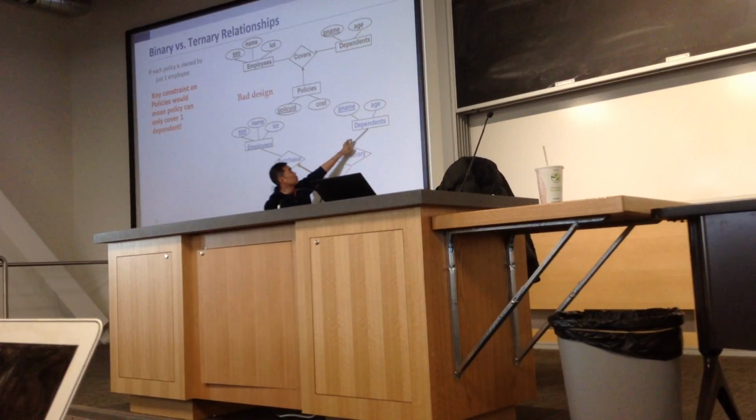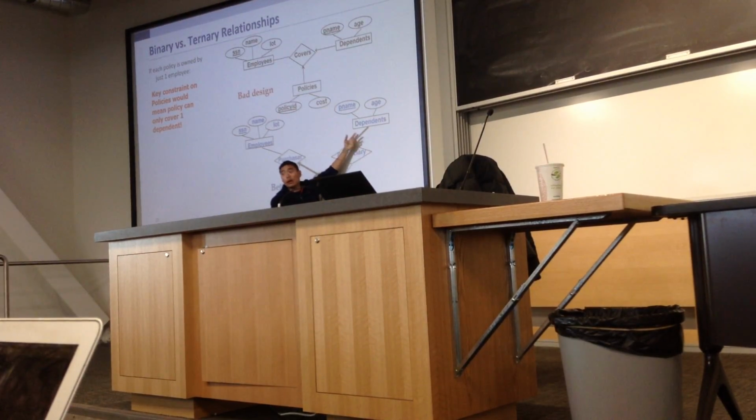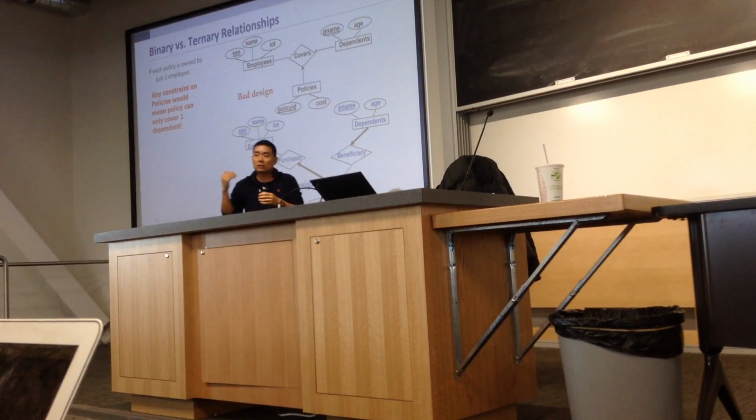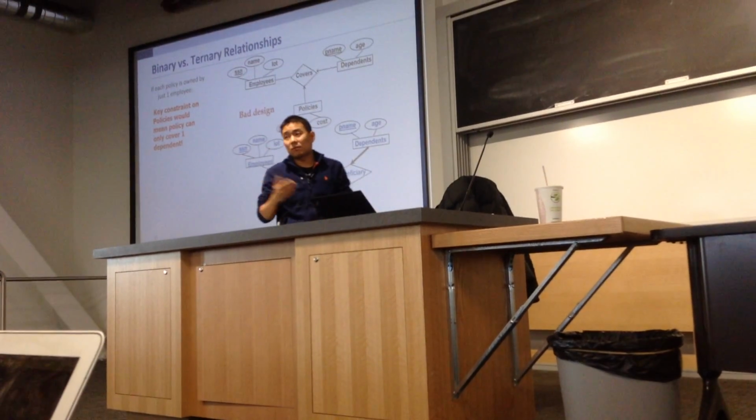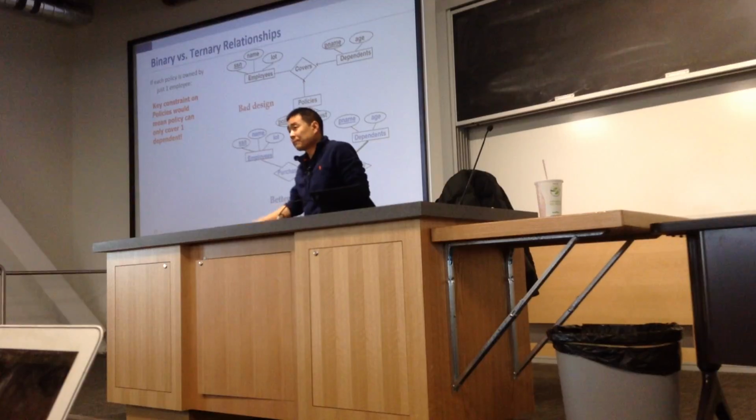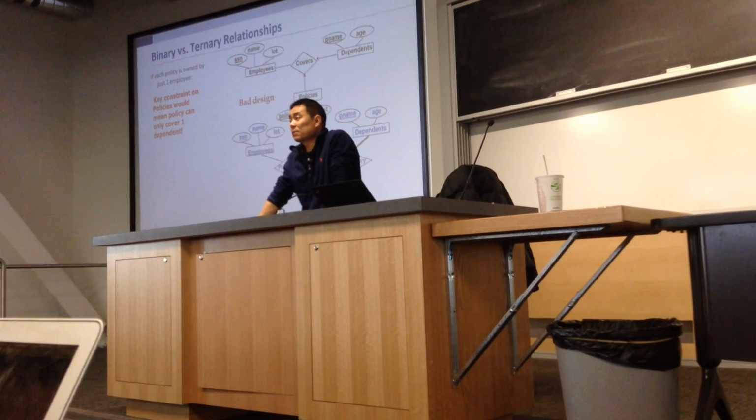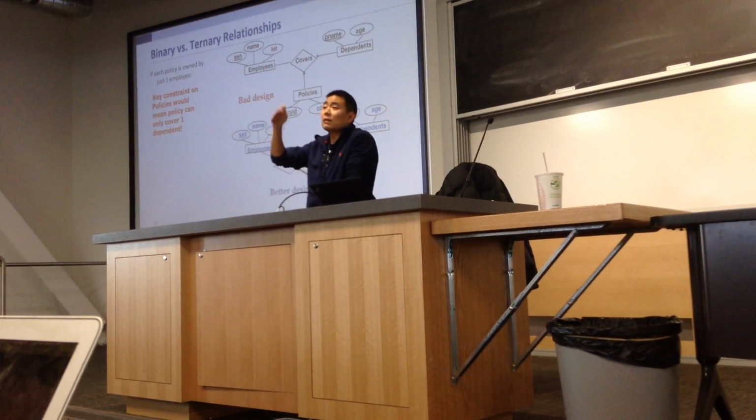And let's say I use a total participation constraint here as well. You don't have to, but I'm just using it in this particular example. What that means is every dependent must be covered by a policy. Actually, it makes sense too.